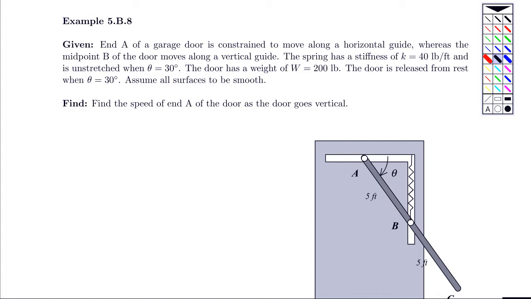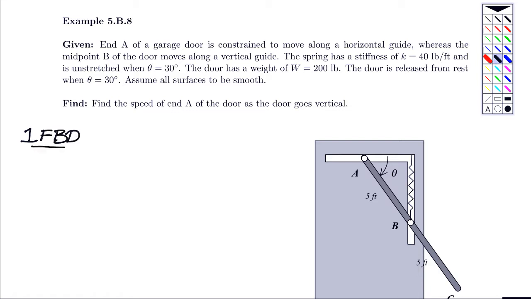It says here that the spring is unstretched when that angle theta is 30 degrees. What we want to do is figure out what the speed of end A is, if the garage door is released from rest at 30 degrees, once the door reaches a vertical configuration. So we're going to be looking at change in speed for change in position. That's a natural for the work energy equation.